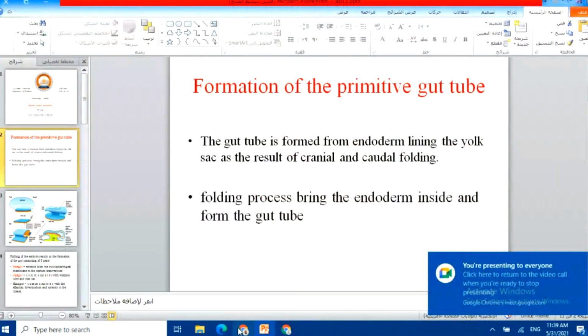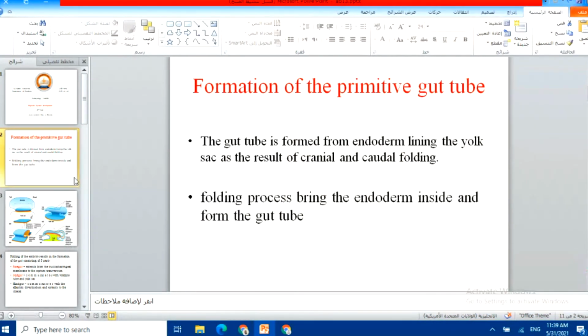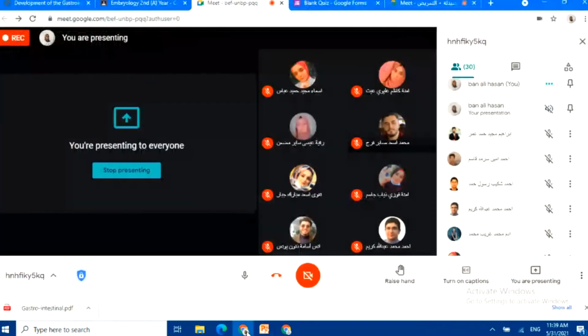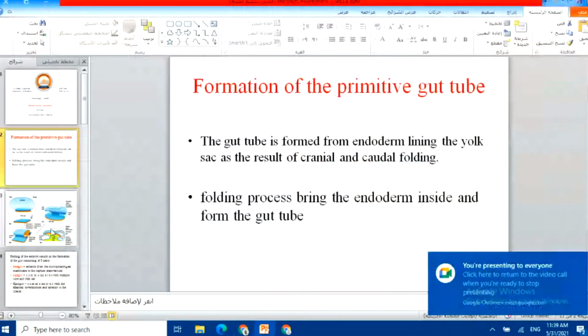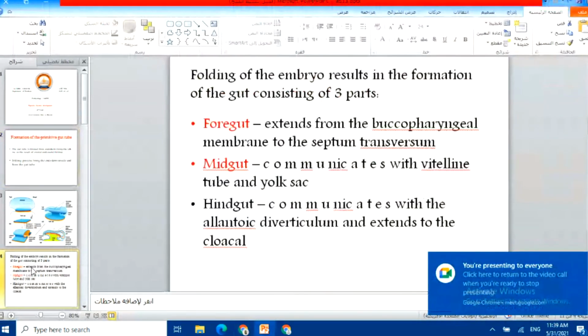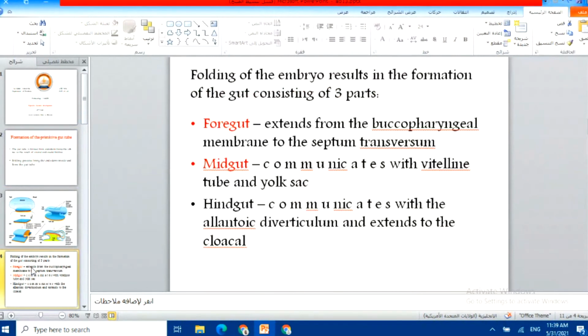Okay, we said that a process that will form gut tube is called folding process. Will bring the endoderm inside. That's why the internal organs are formed from endoderm. واضحة؟ شوفوا هاي النقطة تجي في الامتحان. Okay. زين. What are the parts that consist the primitive gut tube?